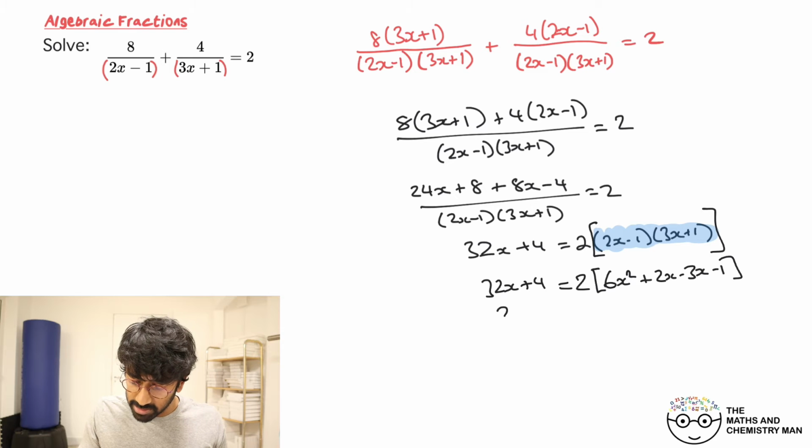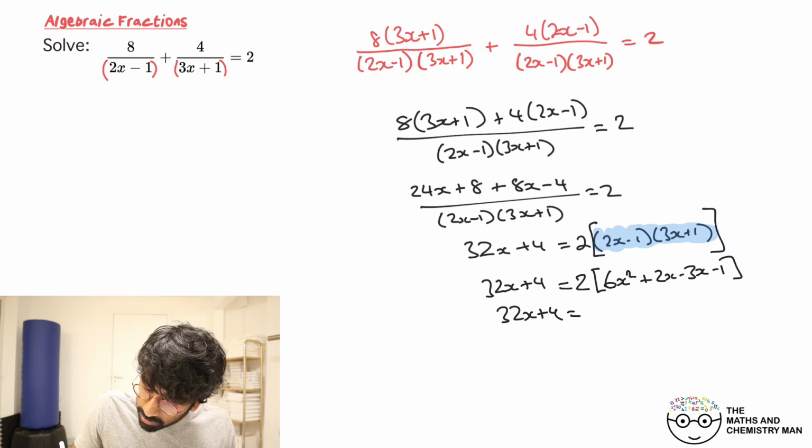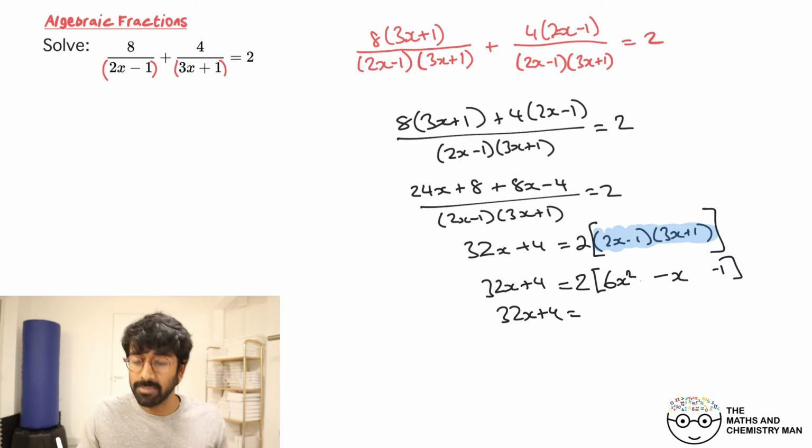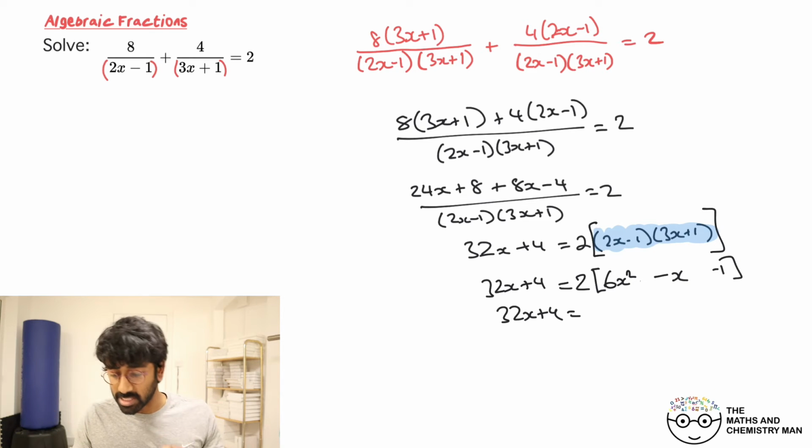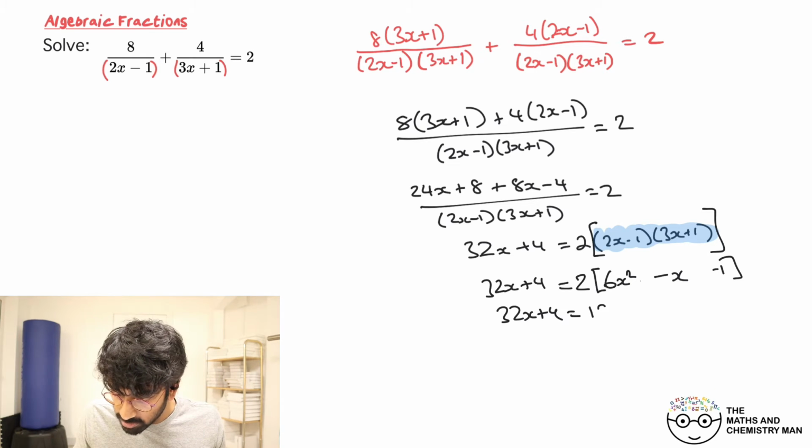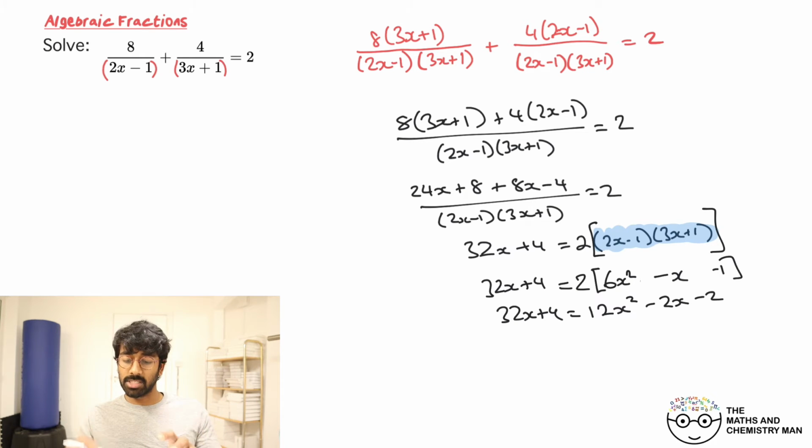And then let's just neaten that up. So 32x plus 4 is equal to, and then in here actually what we can do is 2x minus 3x, we can just have that as just minus x, right? Make it a bit simpler. And now let's expand that out. So we've got 6 times 2, 12x squared minus 2x minus 2. So you can see we've got a quadratic, right?